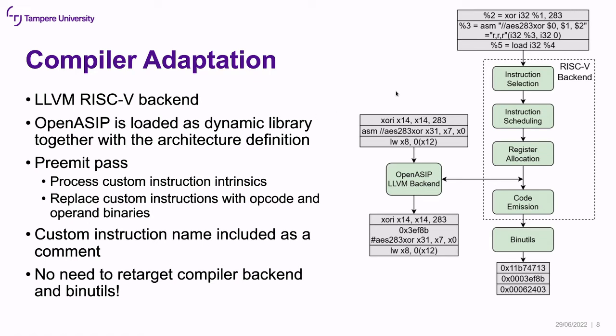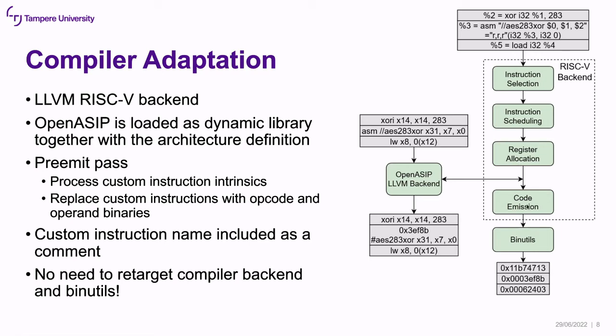Here we can see an overview of the compilation flow. Here we have some LLVM IR that has a custom instruction intrinsic. And we express the operation name as a comment because the RISC-V backend cannot recognize the operation name. Then we do the backend specific phases of the compilation, such as instruction selection and register allocation.